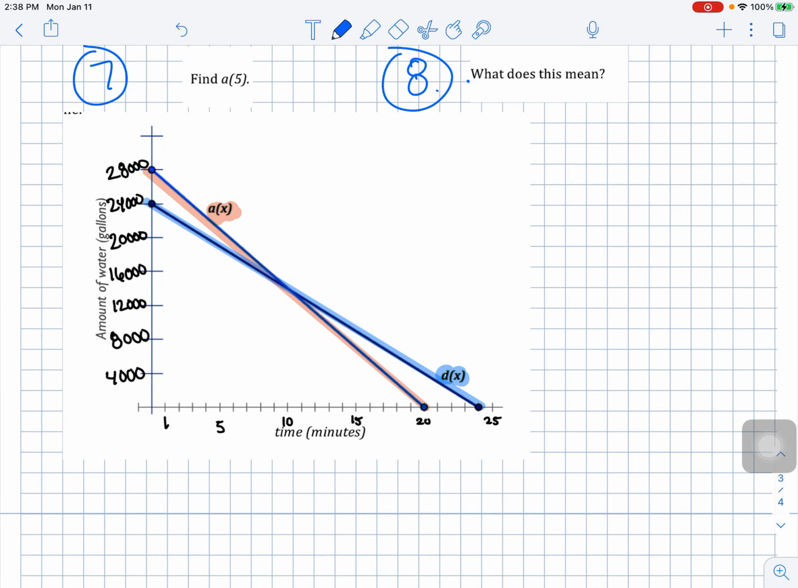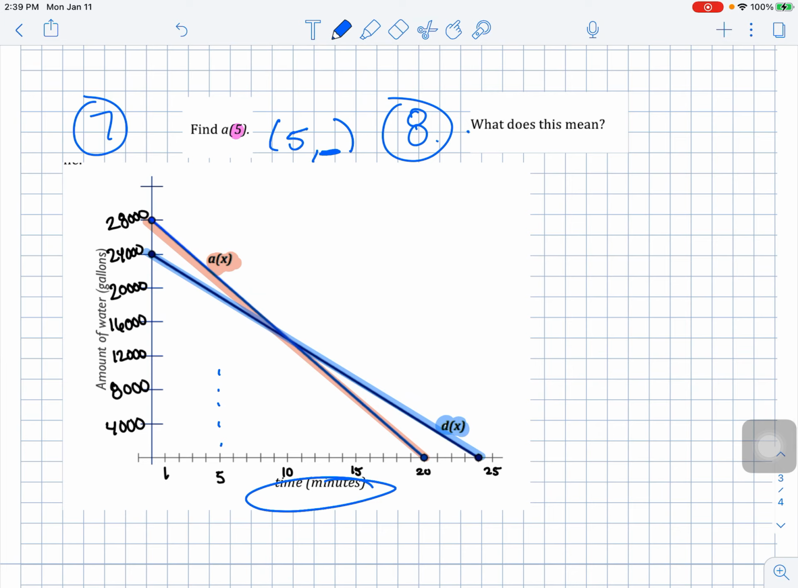Then this one, number 7, says find A of 5. So if you remember in Module 2 when we talked about function notation, the number that's inside the parentheses is an x value. So A of 5 is asking for what is the y value when x is 5. So you're going to find 5 on the x-axis, and you're going to figure out which y value corresponds to the x value of 5, and you're looking at Dane's graph, so the blue one.